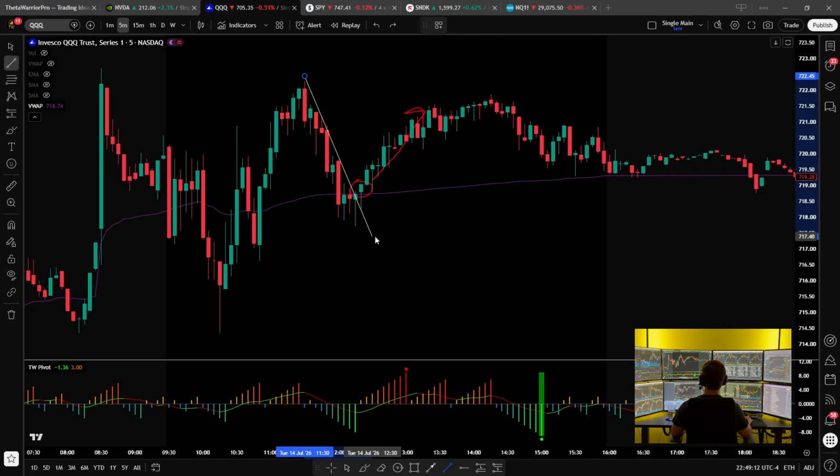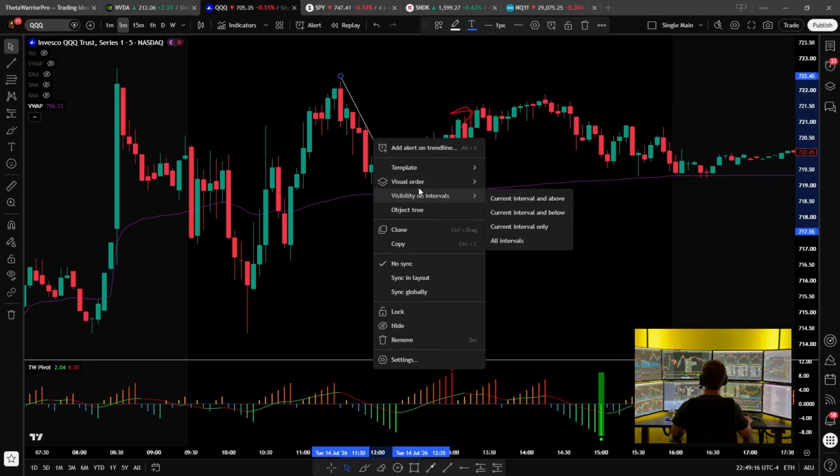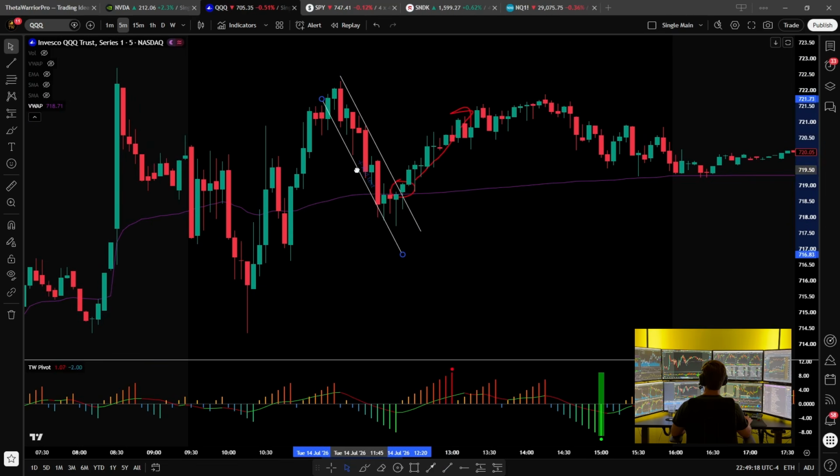For example, this nice little downtrend break. We can throw another one of those on there, make that into a little falling wedge or a little descending channel, maybe. Right? Something like that. You've got trade ideas every day.